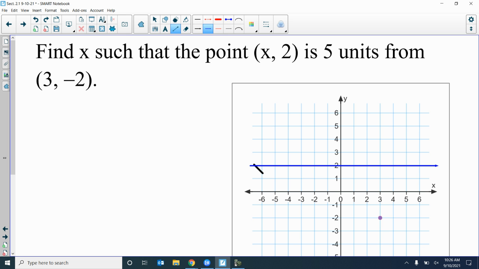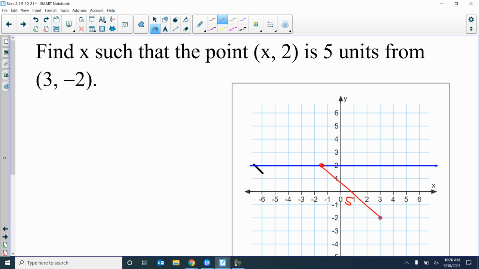How many points will be 5 units from that point? 2. There'd be 2. One to the left and then one to the right. Now when we solve it, it'll naturally find both of them. Okay, all right, now how do we figure it out? So there's some point over here where that distance is 5. Okay, that's what we're looking for.